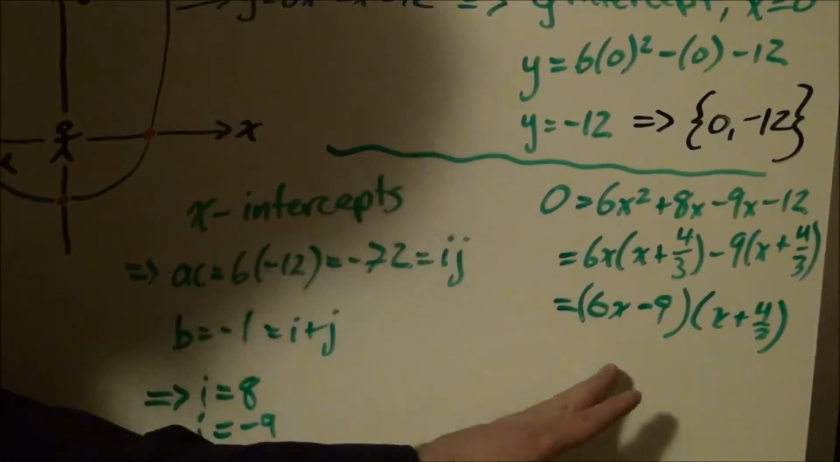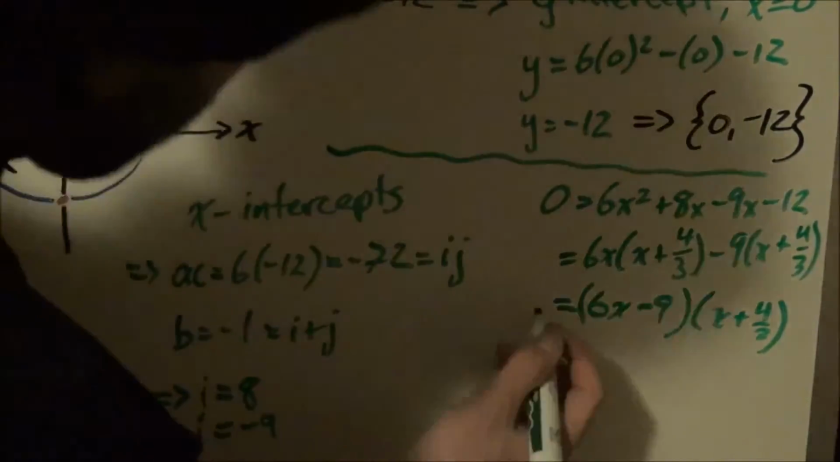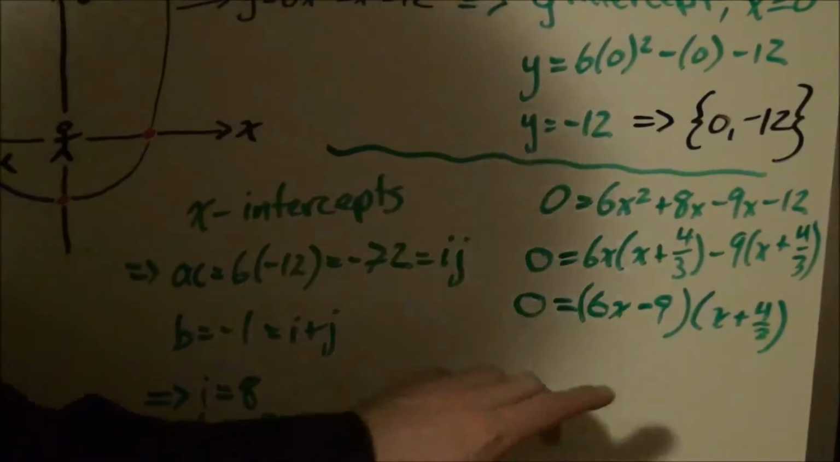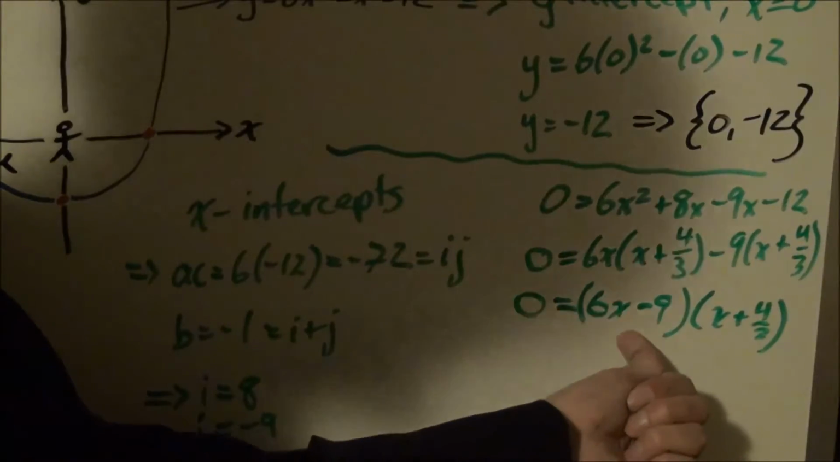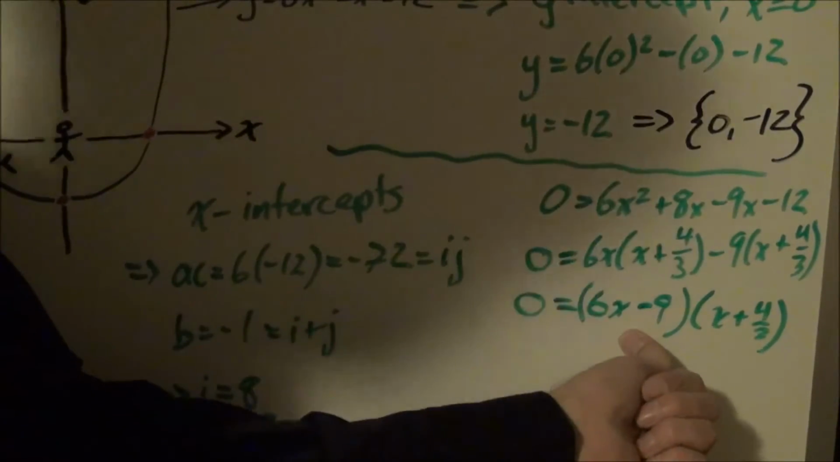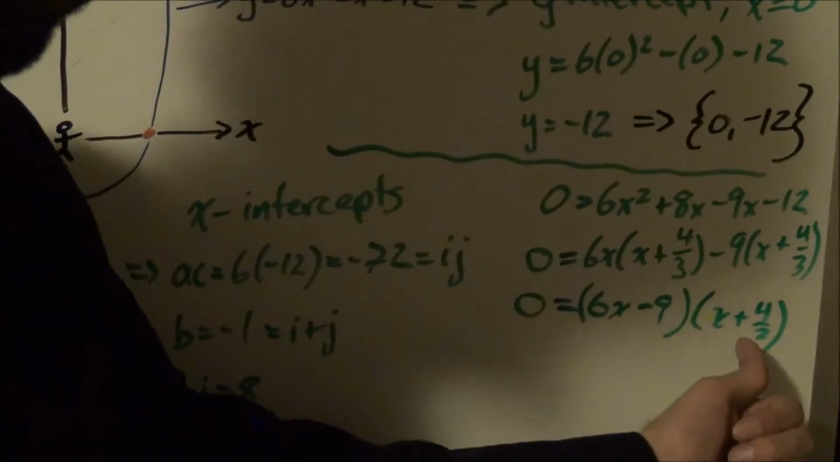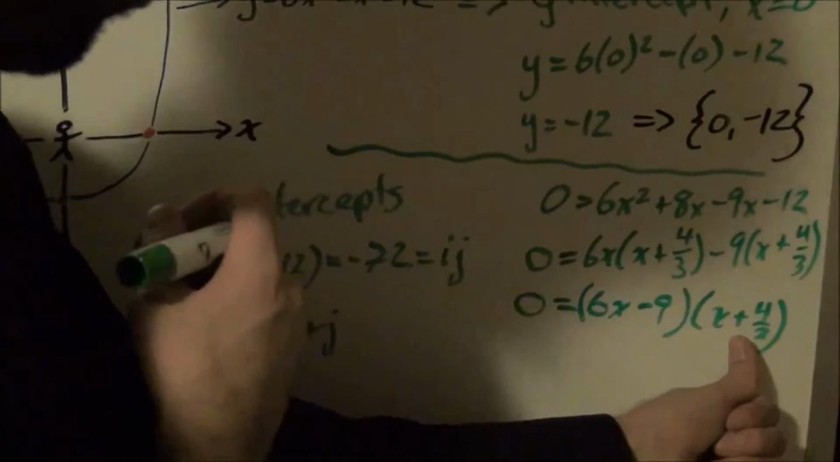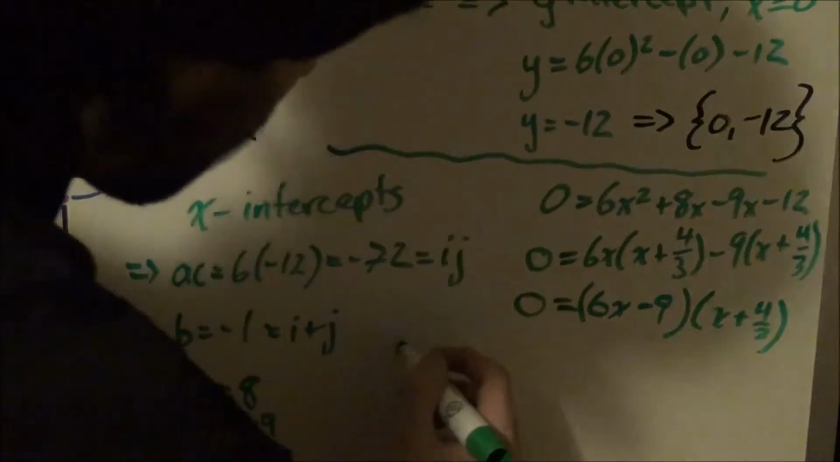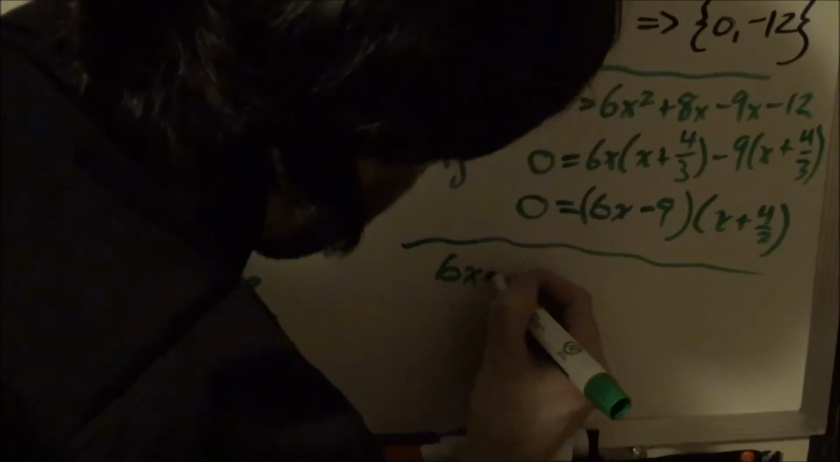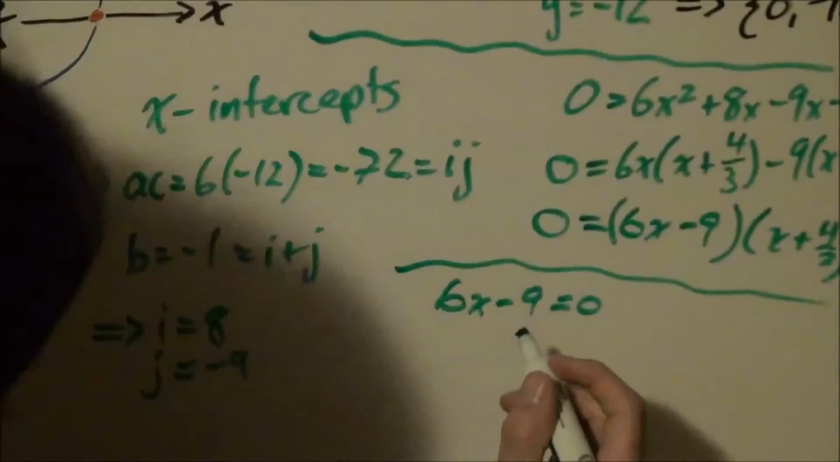Now this will give us two solutions because this whole thing will still equal 0. And this can equal 0 if this term equals 0, then whatever this term is will be multiplied by 0 and the whole thing is 0. Or this term can equal 0, and whatever this term is will be multiplied by 0 and the whole thing will be 0. So the first solution will come from 6x minus 9 equals 0. And we'll solve this for x.